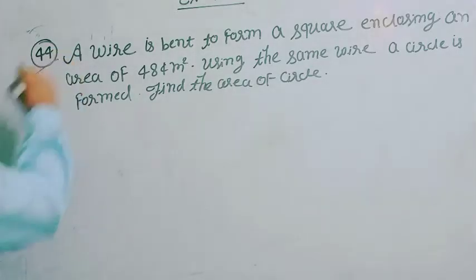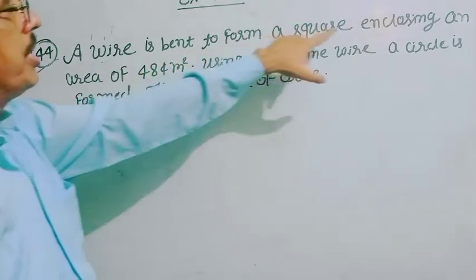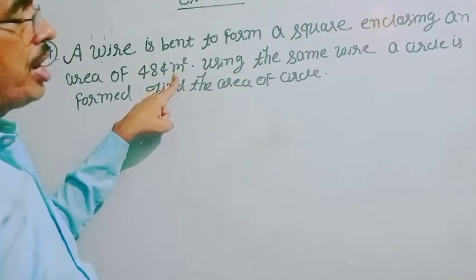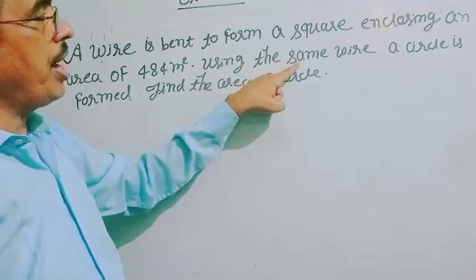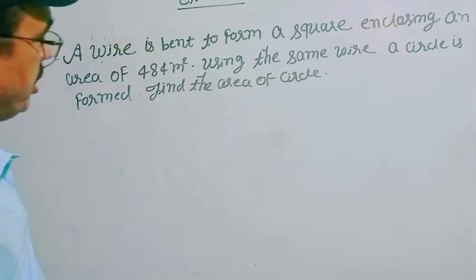Now see question number 44. A wire is bent to form a square enclosing an area of 484 meter square. Using the same wire, a circle is formed. Find the area of the circle.